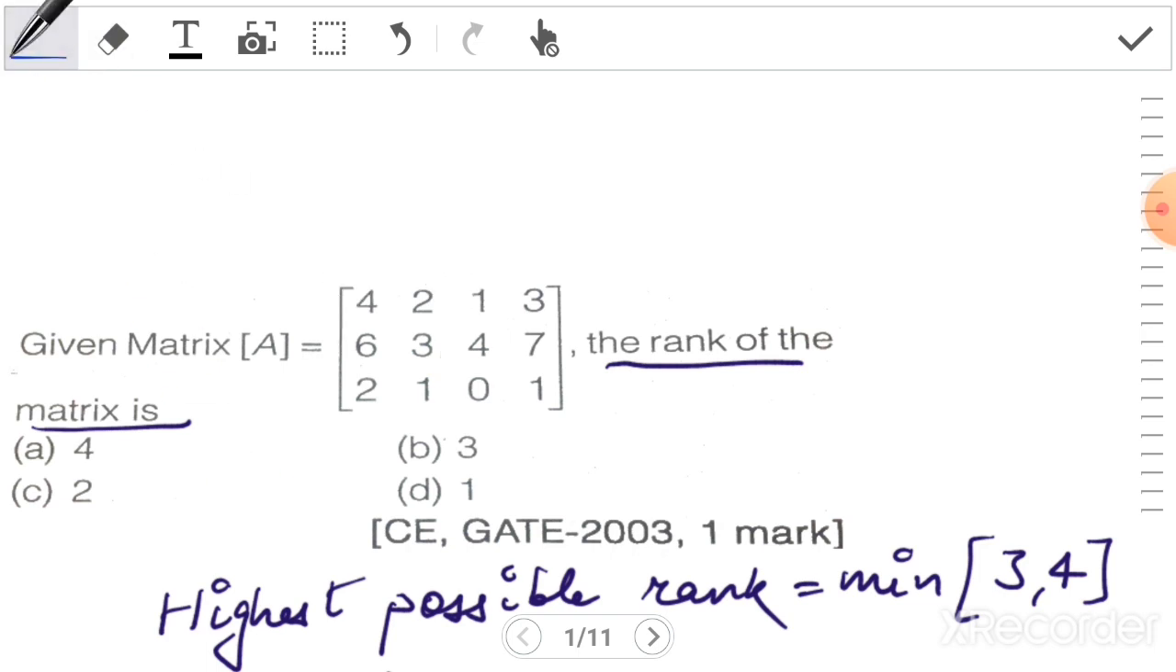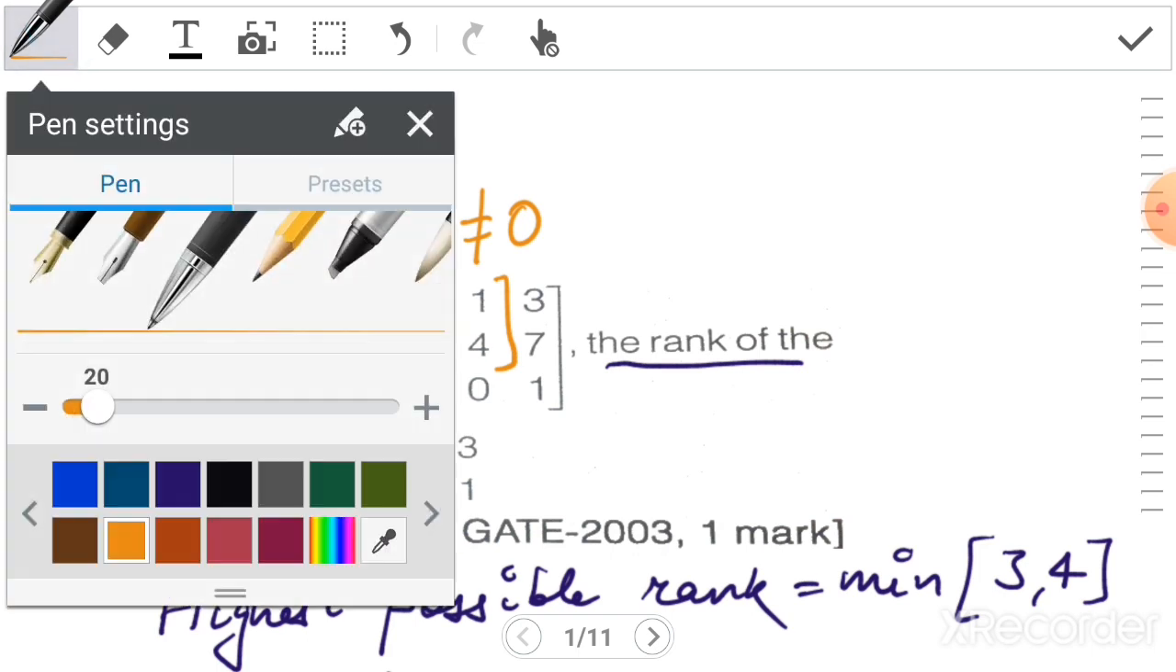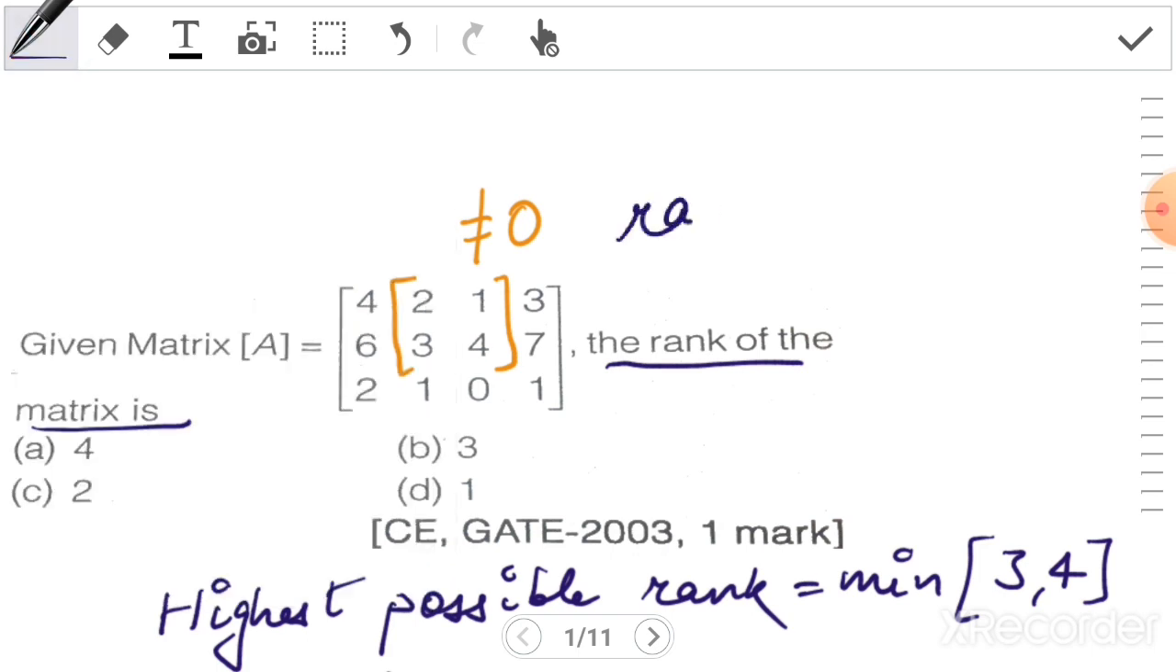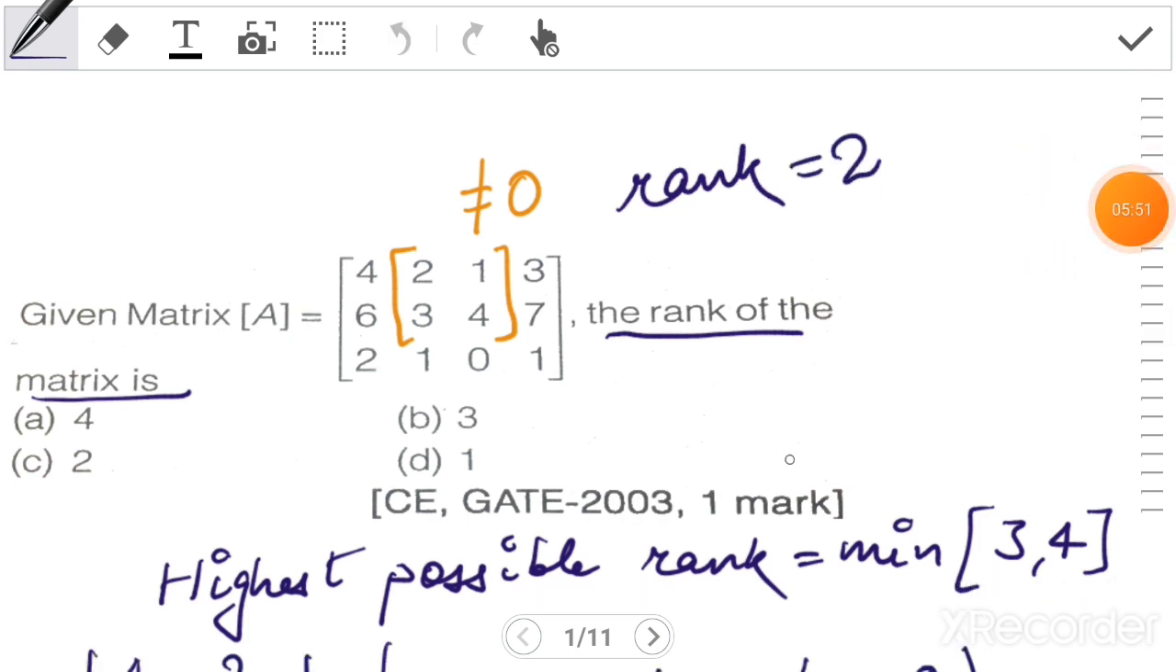Now check this 2 cross 2 minor. So it is 8 minus 3, that is 5. We got a 2 cross 2 minor, one square submatrix of A of order 2 whose determinant is not equal to 0. Stop right there. Answer is 2. Rank is 2. Now let's go to the next question.